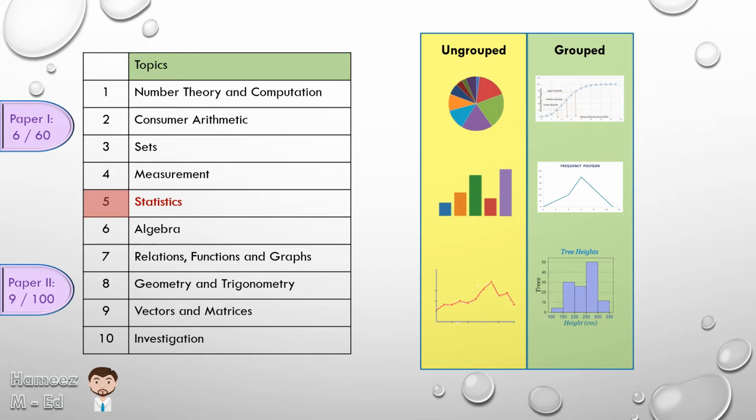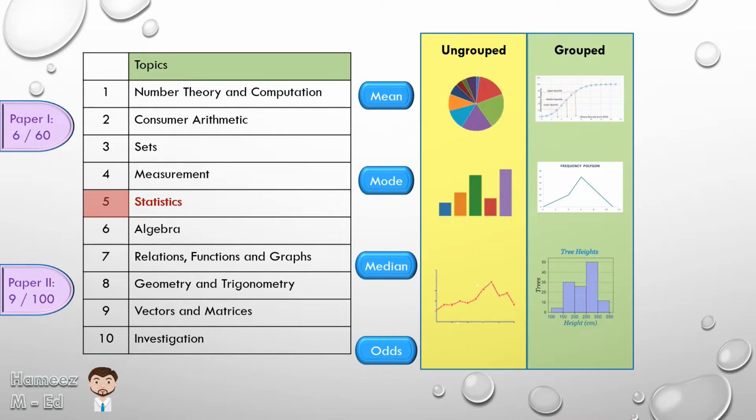Not just that, but we also must take into account that there are central tendencies that we can get from both, whether it's grouped or ungrouped, such as the mean, the mode, or the median, and also measures of dispersion, which include calculating the range of the data, the interquartile range, the semi-interquartile range, and even the standard deviation.